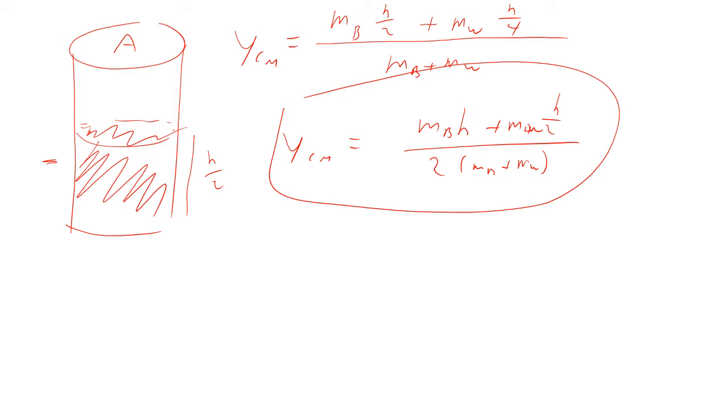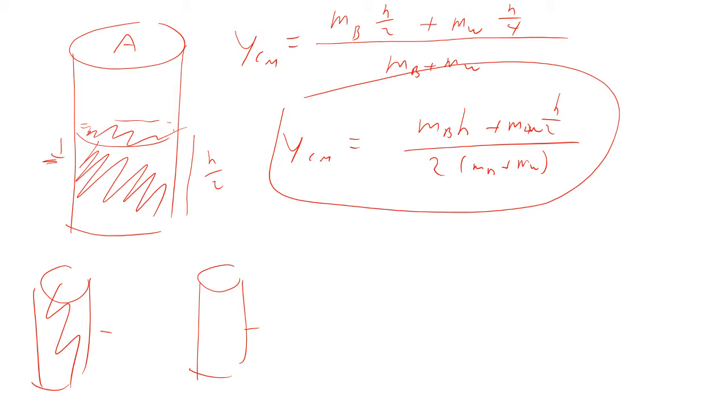But wait a minute. If the barrel is totally full, the center of mass is h over 2. If the barrel is totally empty, the center of mass is h over 2. But if the barrel is partially full, the center of mass is below the center line. So what does that mean? Well, that means at some point there must be a minimum. So what is the minimum height of the center of mass? How would you figure that out?